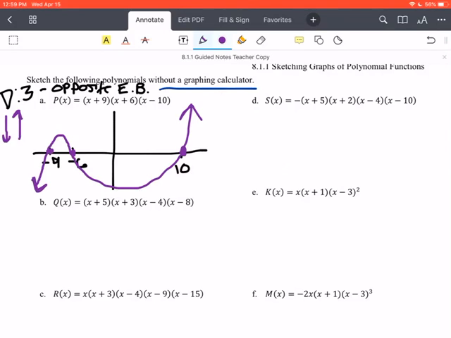We have a peak between -9 and -6 and a valley between -6 and 10, and we're trying to use our knowledge of symmetry. And the big thing that I would be looking at if I were grading an assignment is that your end behavior matches what the equation tells us.